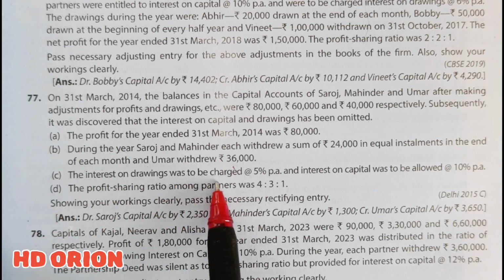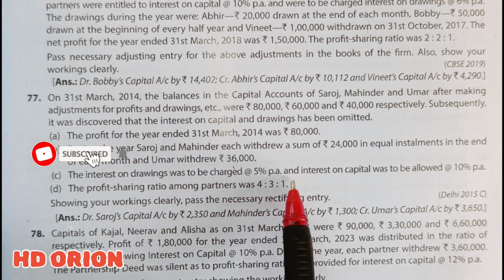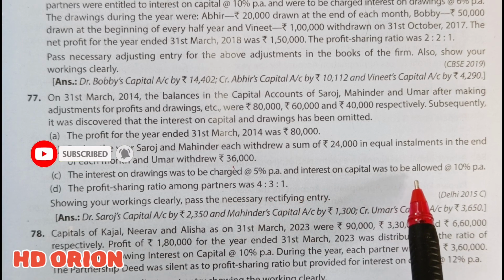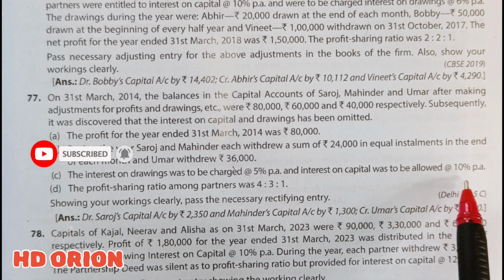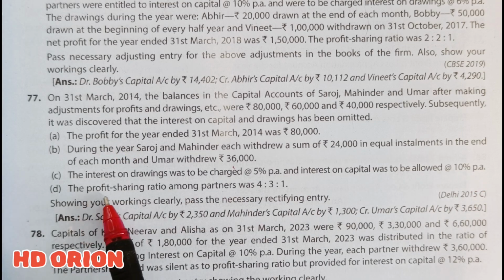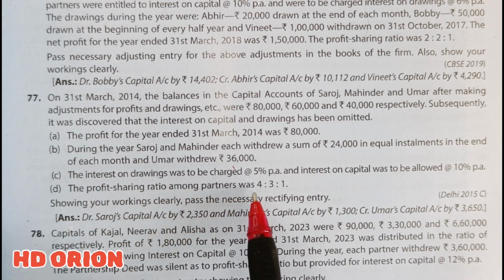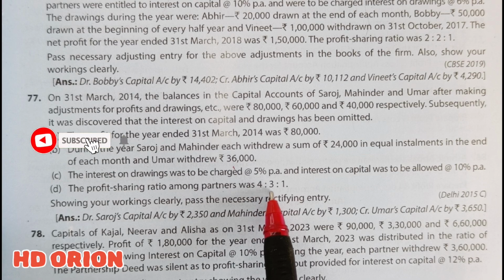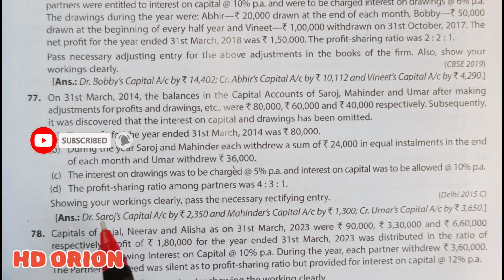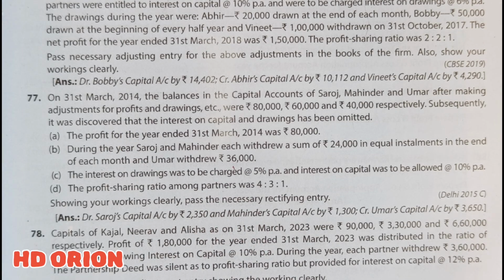Interest on drawings was to be charged at the rate of 5% per annum, and interest on capital was to be allowed at the rate of 10% per annum. The profit sharing ratio among the partners was 4:3:1. Show your workings clearly. Pass the necessary rectifying entry. So let us see the detailed explanation of it in the solution.